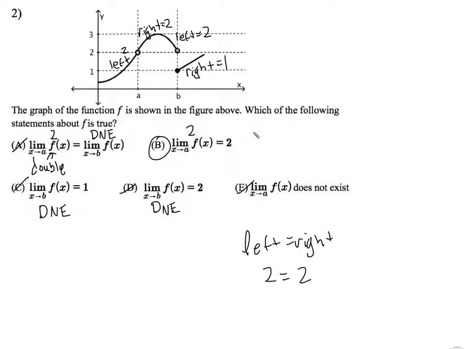All right, moving on. Wait, so why does the limit of b not exist? The limit of b does not exist right here because the left does not equal the right. The left is equal to 2, the right is equal to 1. Oh, okay. Yes, double-sided limit. All right, 3, 2, 1, moving on.